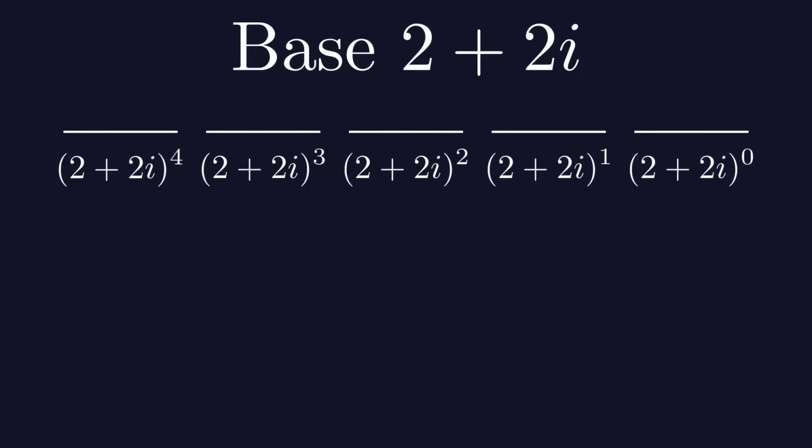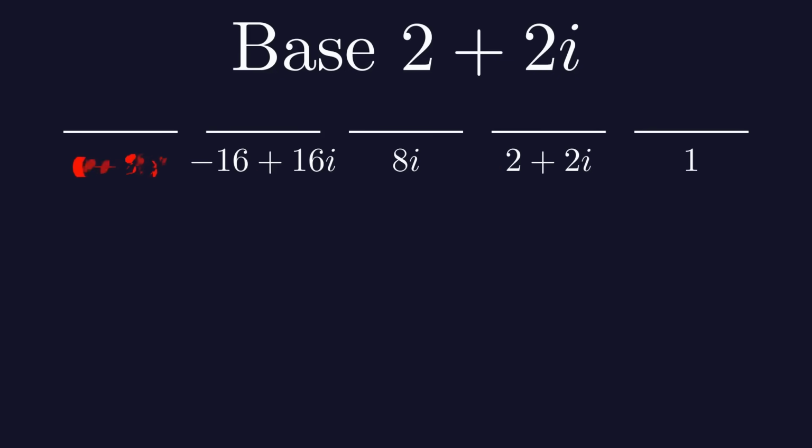2 plus 2i to the power of 0 is equal to 1. Then we have just 2 plus 2i, then 8i, and so on. Any number to the power of 0 is equal to 1. That allows us to express all integers in any base if we use the right digits. But in complex number bases, we also want to express all complex numbers.